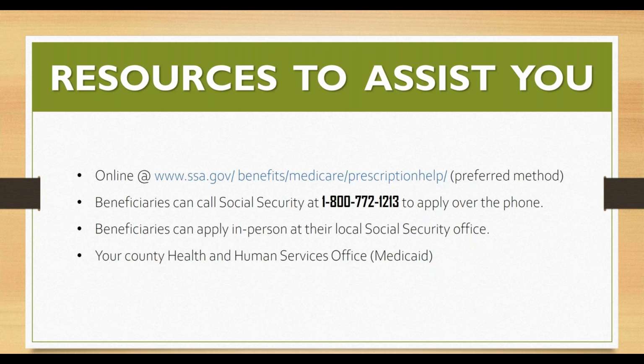You can do it online, that's the preferred method. You can call Social Security at 1-800-772-1213 and do the application over the telephone. My experience has been you get about an hour wait before you talk to anybody, then 10-15 minutes to do the application. The final choice would be to go down to the local Social Security office. That's usually the last choice in my book because it's going to take up half a day for you. As far as doing just Medicaid, you just go down to your local Health and Human Services office, at the county level.